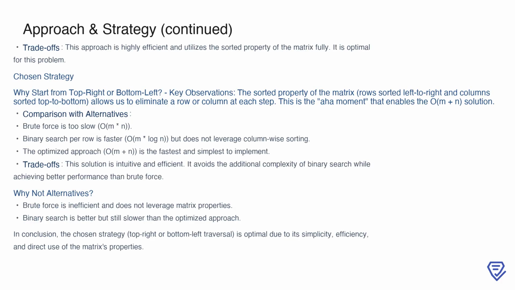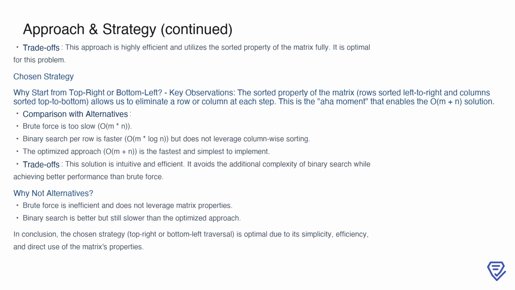The optimized approach is particularly powerful because it fully utilizes the sorted properties of the matrix. Starting from the top right corner or bottom left corner allows us to eliminate either a row or a column with each step, making the search process highly efficient.